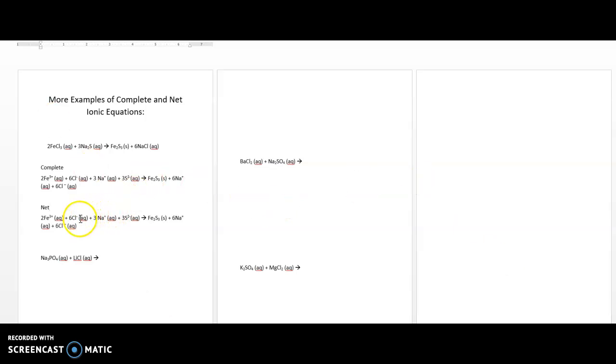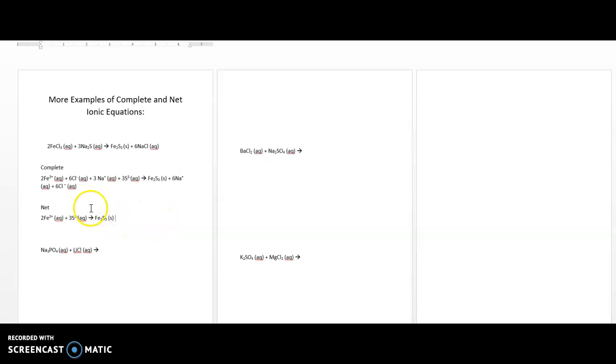So, seem to have lost my cursor there for a moment. We can see that the iron and the sulfur are the only ones that change form. So chloride and sodium are both spectator ions. So this is my net ionic equation for this reaction. I got rid of the chloride and the sodium because they both did not change form. They both remained aqueous throughout the entire process. So the net reaction is these species come together to make this solid.